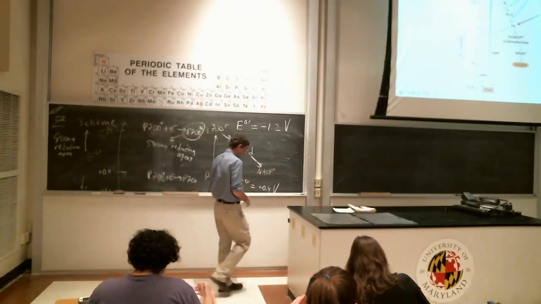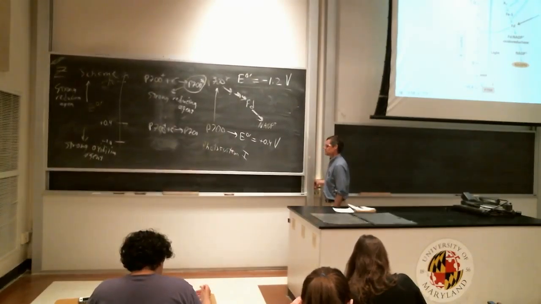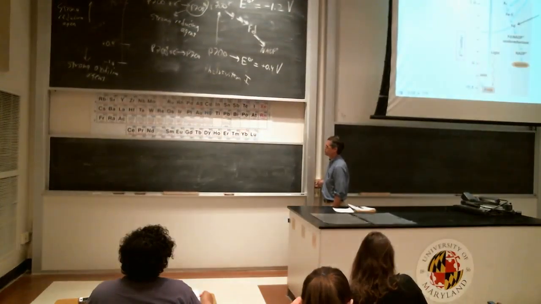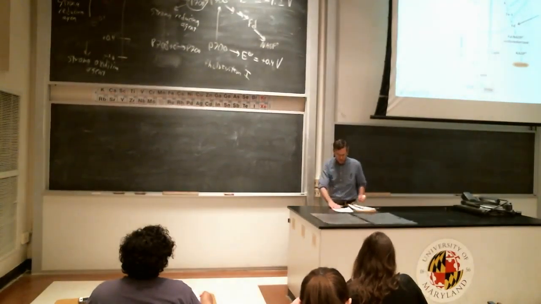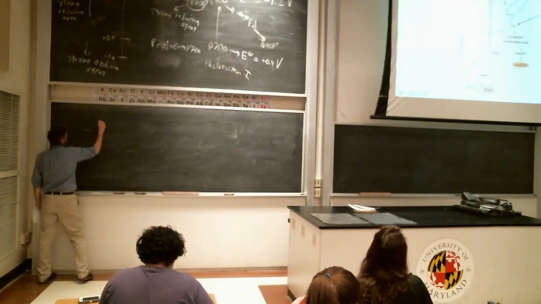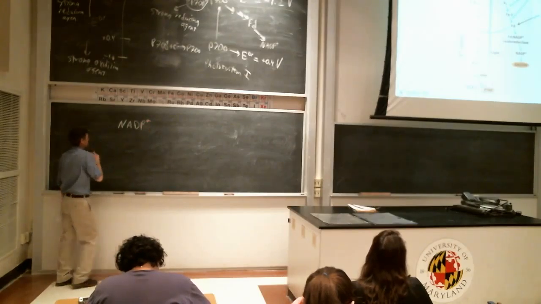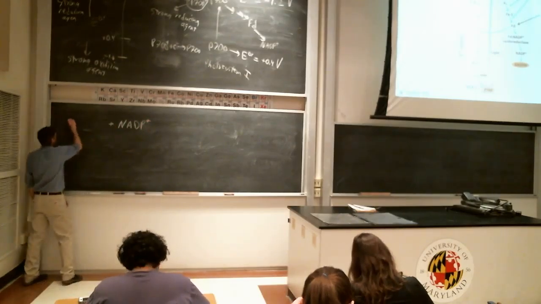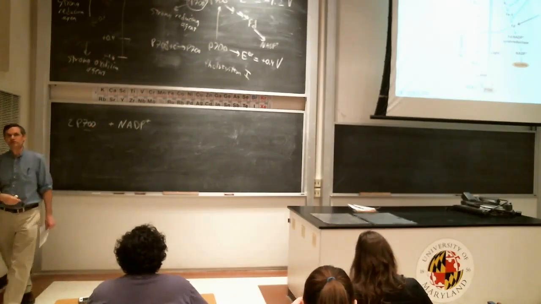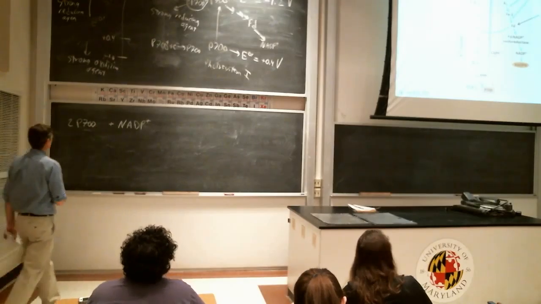So let's look at what these numbers tell us. Let's consider two possible reduction reactions. Both are going to involve NADP accepting electrons. Let's first consider a hypothetical reaction where two P700s in the ground state donate electrons to NADP.